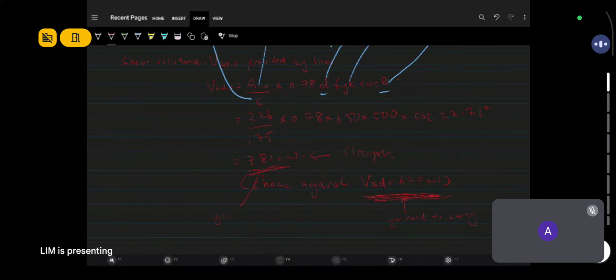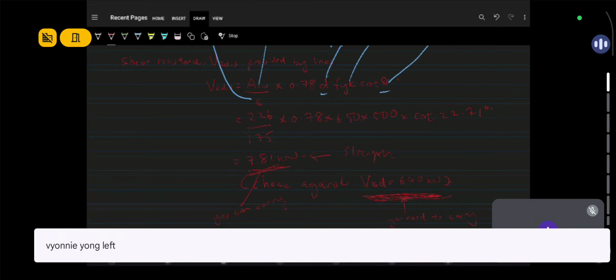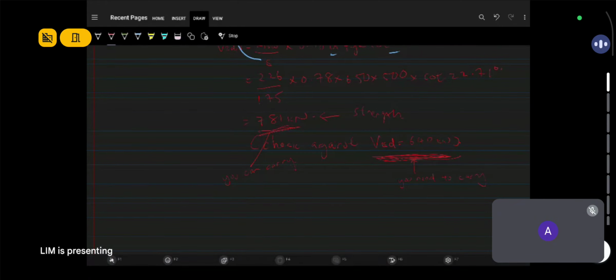This is what you can carry. Okay? VED is what you need to carry. VRDS is what you can carry. So you need to carry 640 and you are strong enough to carry 781. Can you carry the 640 or not? Can you carry the thing? Yes, you can carry the thing. Means the beam works. Okay.